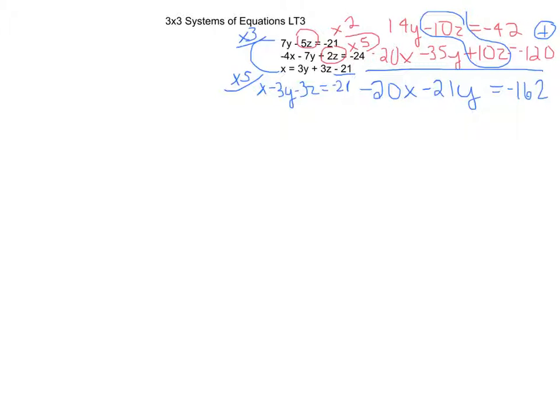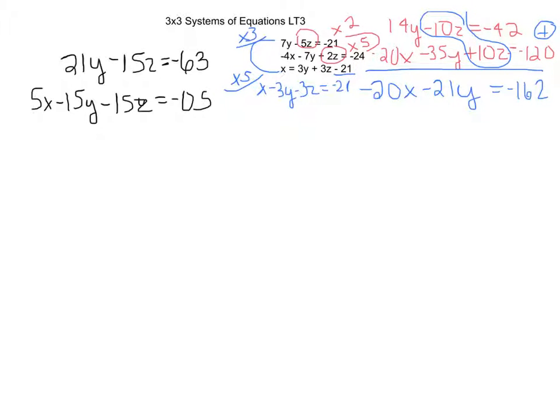So the first equation I multiply by 3 and I get 21y, and I'm going to get a -15z, and it's going to be equal to -63. My third equation I multiply by 5, so I'm going to get 5x minus 15y minus 15z equals, and we have -21 times 5, that gets us -105, okay?